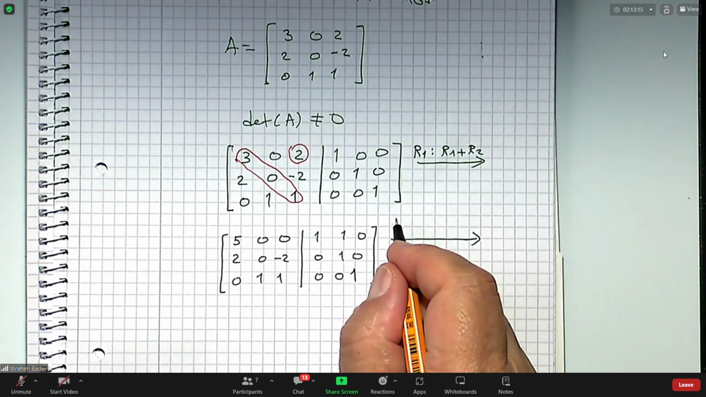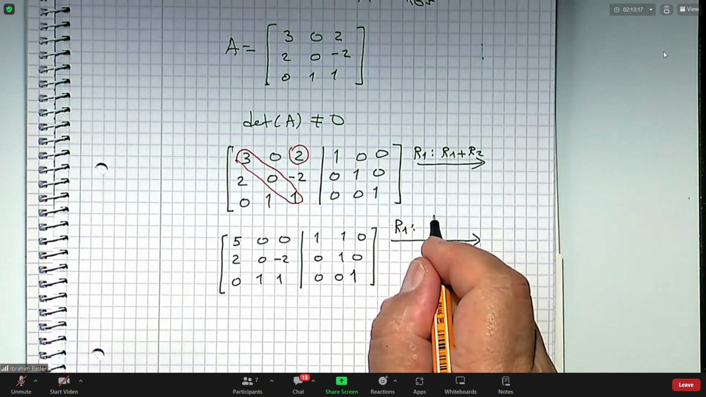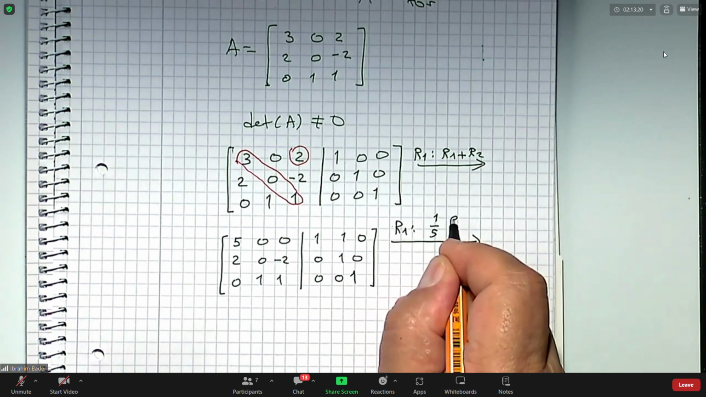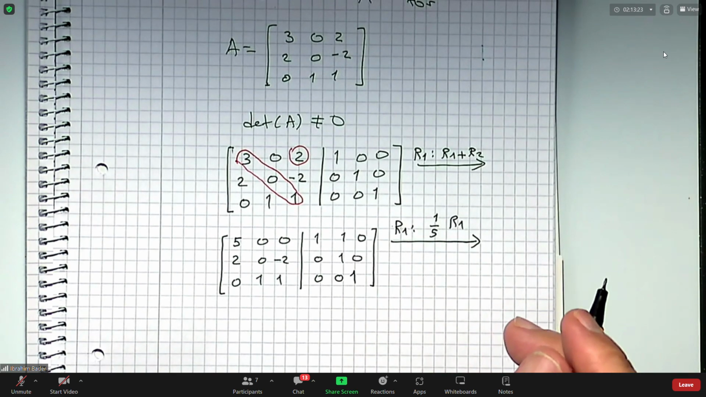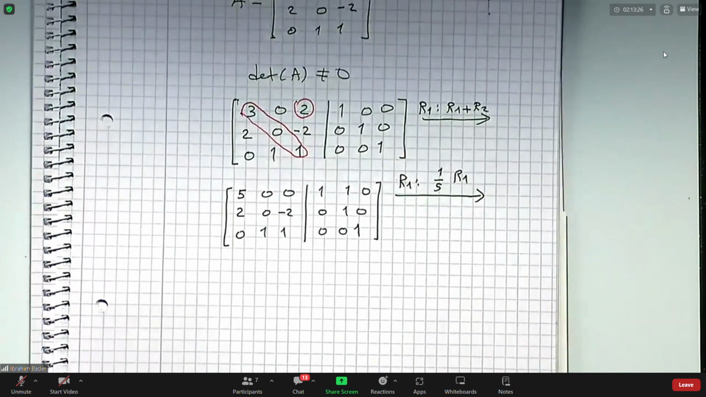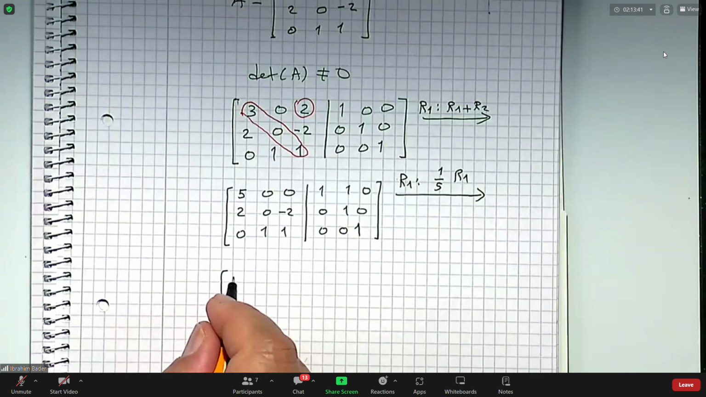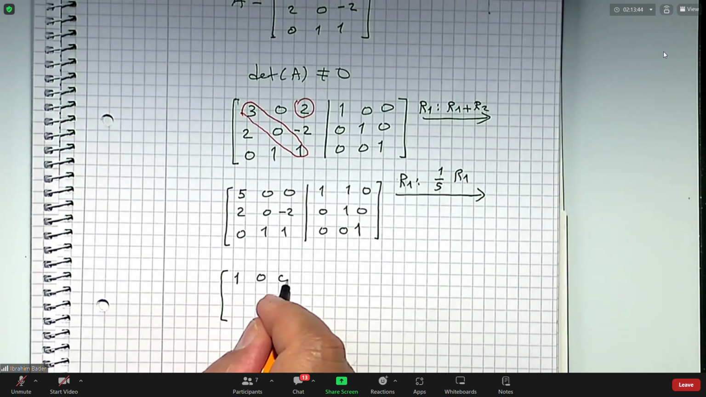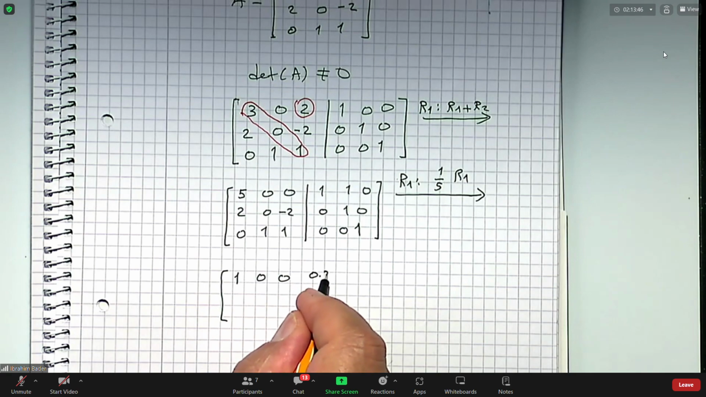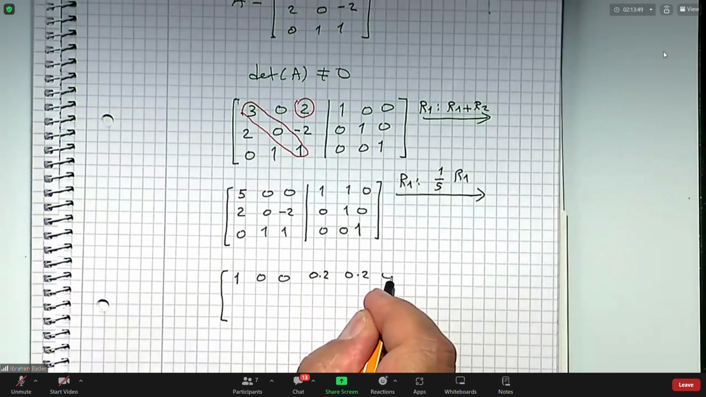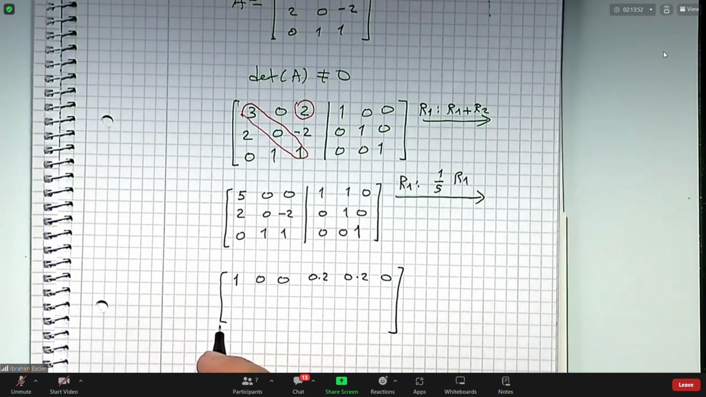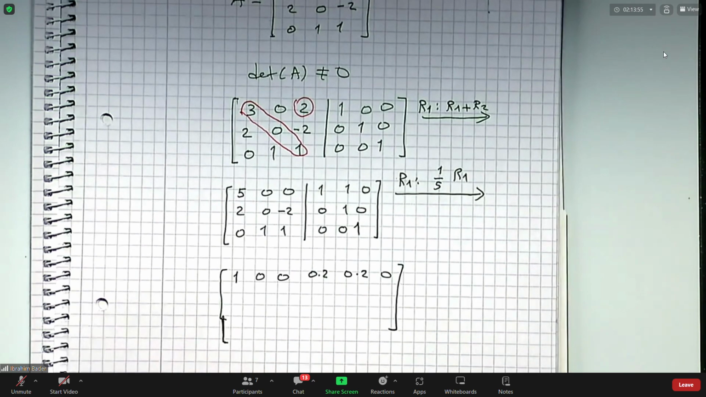Now here I'm going to get rid of this 5 by multiplying by 1/5 R1. Of course, I'm going to get some fractions, but no worries. I just focus on this one to get it to 1. So I have 1, 0, 0. Five over five is 1. Here I have 1/5, which is 0.2. Here 0.2, here 0.